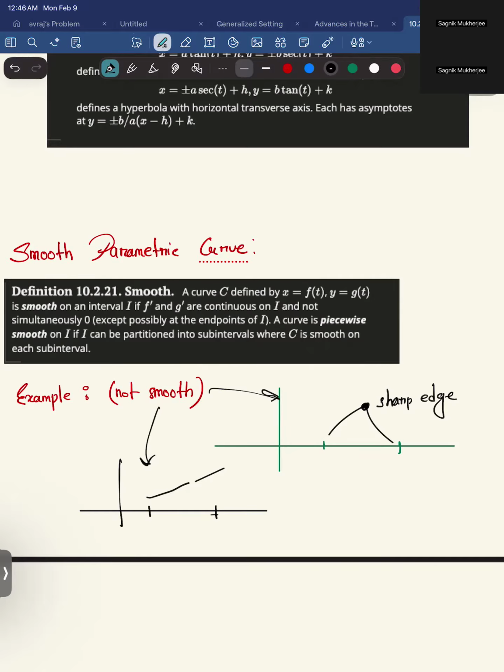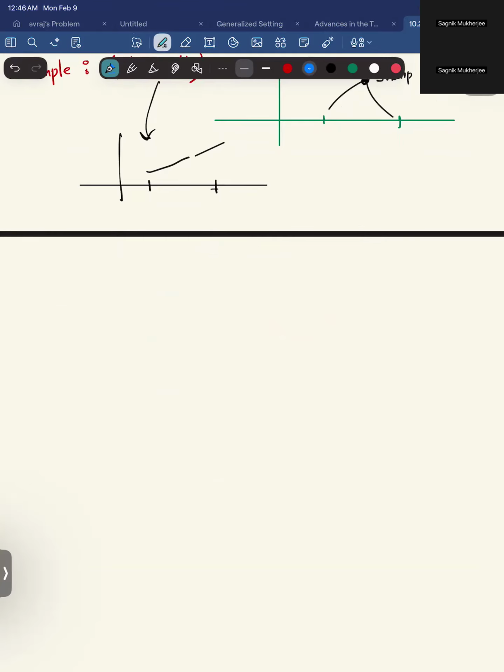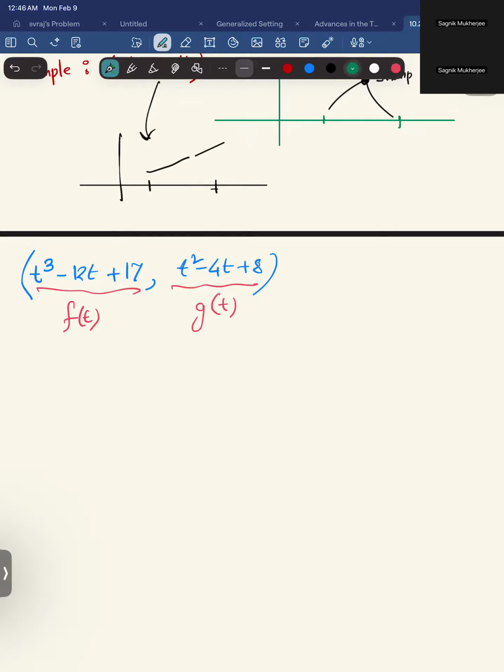For example, consider this parametric curve as in the example: t cubed minus 12t plus 17, t squared minus 4t plus 8. So this is f, this is g. Then what is f prime? 3t squared minus 12. And what is g prime? 2t minus 4. Notice that both of these functions, f prime and g prime, are continuous. So that's fine.